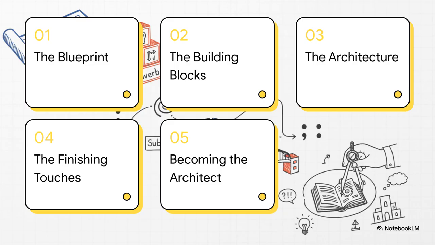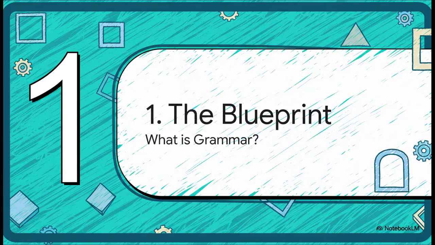Okay, let's get into it. So here's how we're going to break it all down. First, we'll look at the blueprint itself, what grammar actually is. Then we'll get our hands on the building blocks. After that, we'll see how the architecture works to put it all together, add some finishing touches, and finally, talk about how you can become the architect of your own language. So first things first, the blueprint.